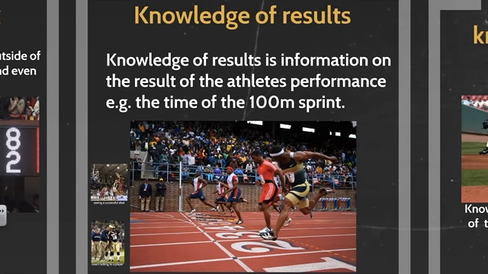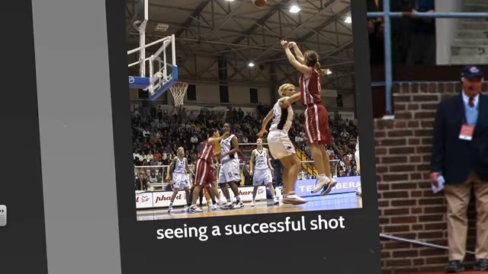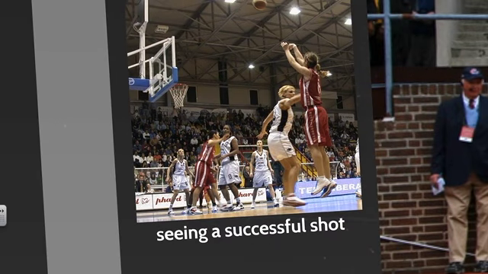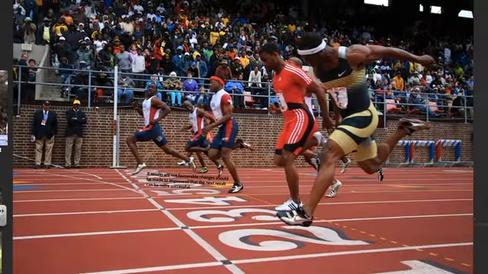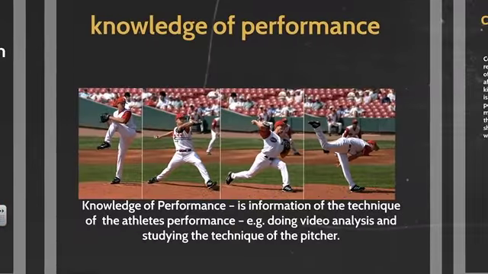Knowledge of results. Knowledge of results is information on the result of the athletic performance. So for example, the time of the 100-metre sprint. It can also come from the coach talking to a player after the performance, giving them some information on how they performed, or the result of a shot in basketball, either it being successful or unsuccessful, gives immediate feedback to the athlete. It's important that if the results are not favourable, changes should be made to improve so the next result could become more successful.